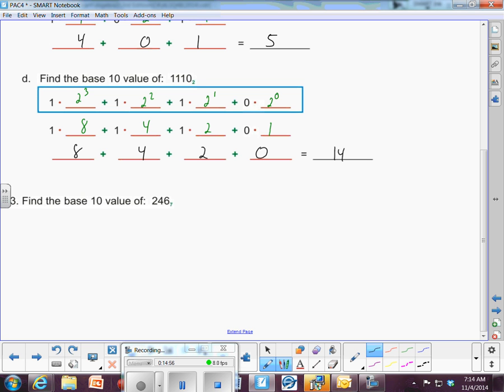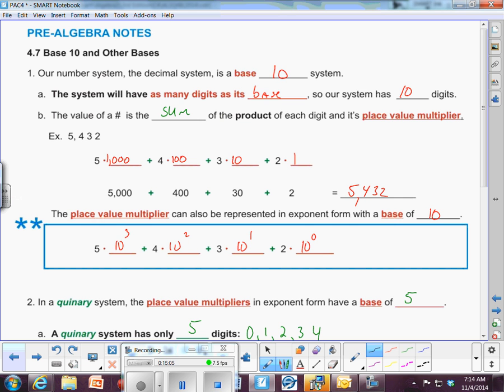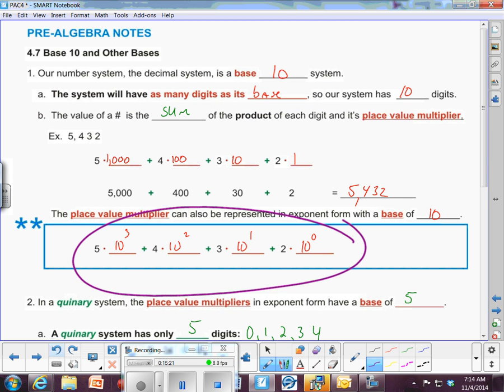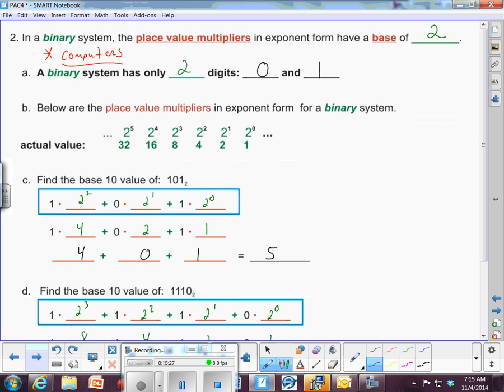Okay, so I showed you a quinary system, base 5. I showed you a binary system, base 2. Let's see if we can do base 7. All right. Now remember, a system has as many digits as its base. So how many digits would a base 7 system have? Okay, that's important. Remember to do the multipliers. They're the key to everything, starting from the right, working to the left. Okay, see what you can do with it.